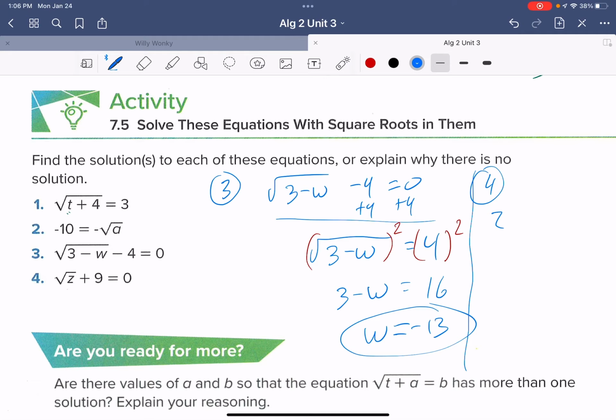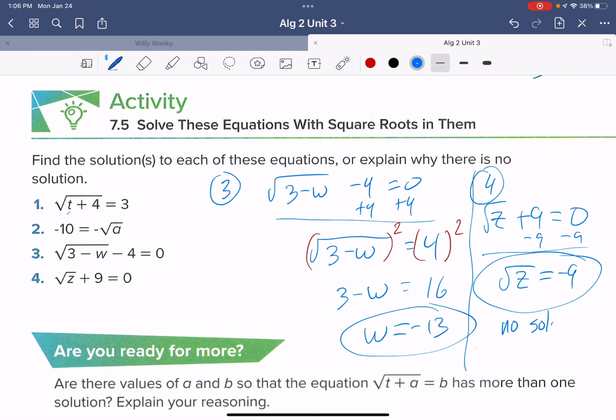Number 4 is z, square root of z plus 9 is equal to 0. So I'm going to subtract the 9 over to isolate the radical. Square root of z is equal to negative 9. All right, that is a done deal because I just talked about this. Can you take the square root of something and get negative? No, that's impossible. So there's no solution to this one for z.